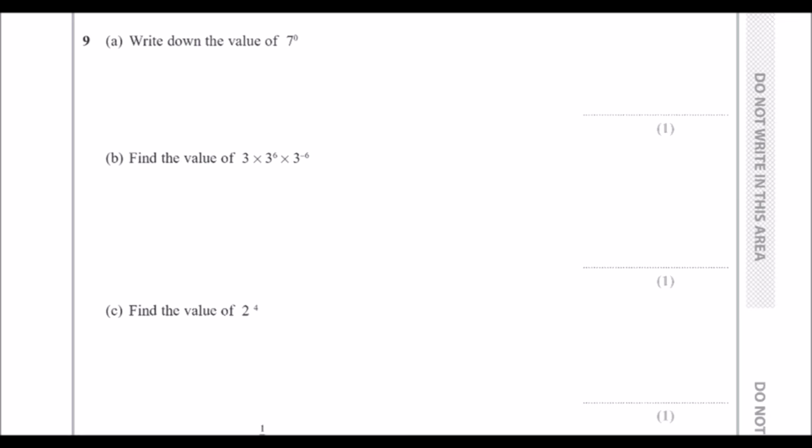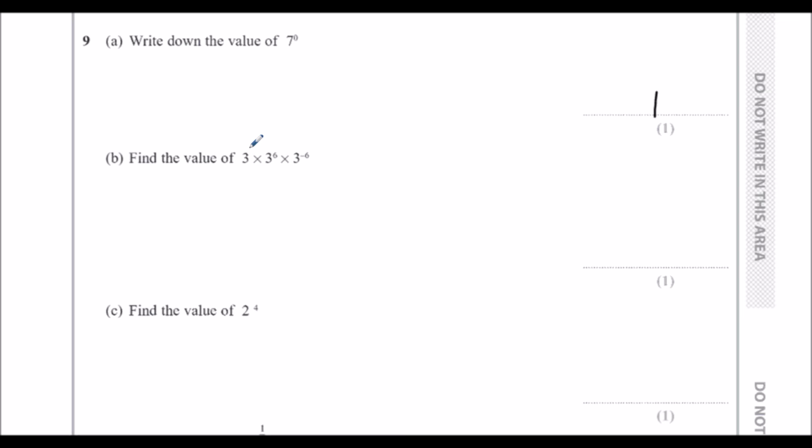Question 9. Write down the value of 7 to the power of 0. Anything to the power of 0 is 1. Part B. Find the value of 3 times 3 to the power of 6 times 3 to the power of negative 6.